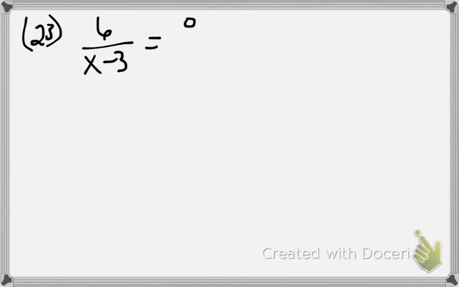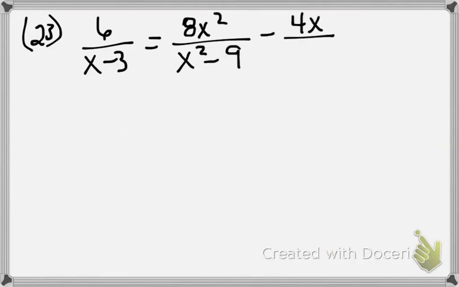Alright, so last one for this video is going to be number 23. We have 6 over x minus 3 equals 8x squared over x squared minus 9 minus 4x over x plus 3. And we need to get a common denominator, but x squared minus 9 is not factored because it's the difference of two squares. So the first thing I have to do is make sure it's factored.